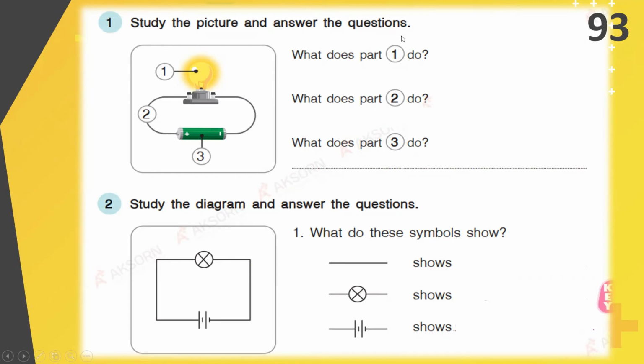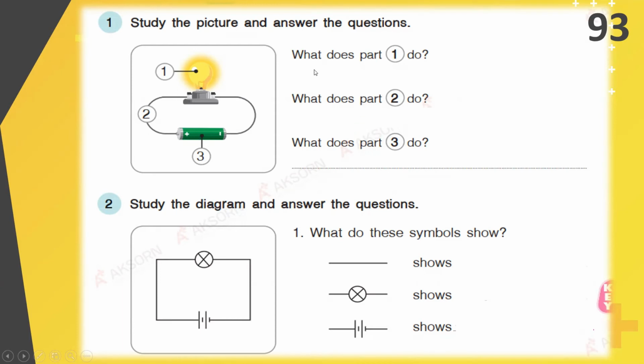We have here a picture of a simple electrical circuit. First, we have to identify the parts and answer the following questions. So, number 1 is a light bulb. Number 2 are electric wires. Number 3 is an electric cell. Now, you have to write the functions of these parts.